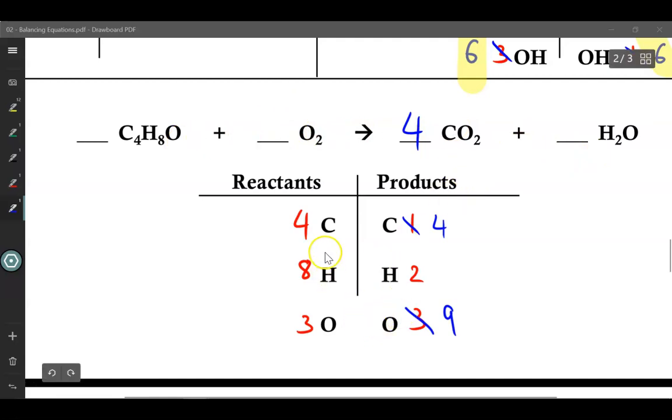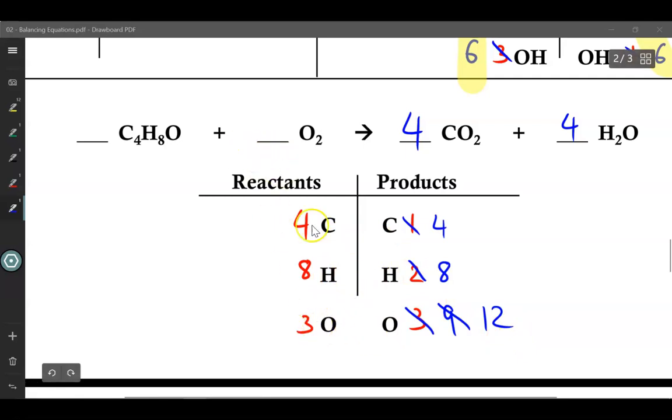Okay, so I have 8 hydrogens on this side. I only have 2 on this side. So I'm going to put a 4 over here. I now have 8 hydrogens, so recalculate. But now I also have 4 oxygens here, 8 oxygens here equals to 12 oxygens over here. Now my carbons are balanced, my hydrogens are balanced, I just need to balance the oxygens.